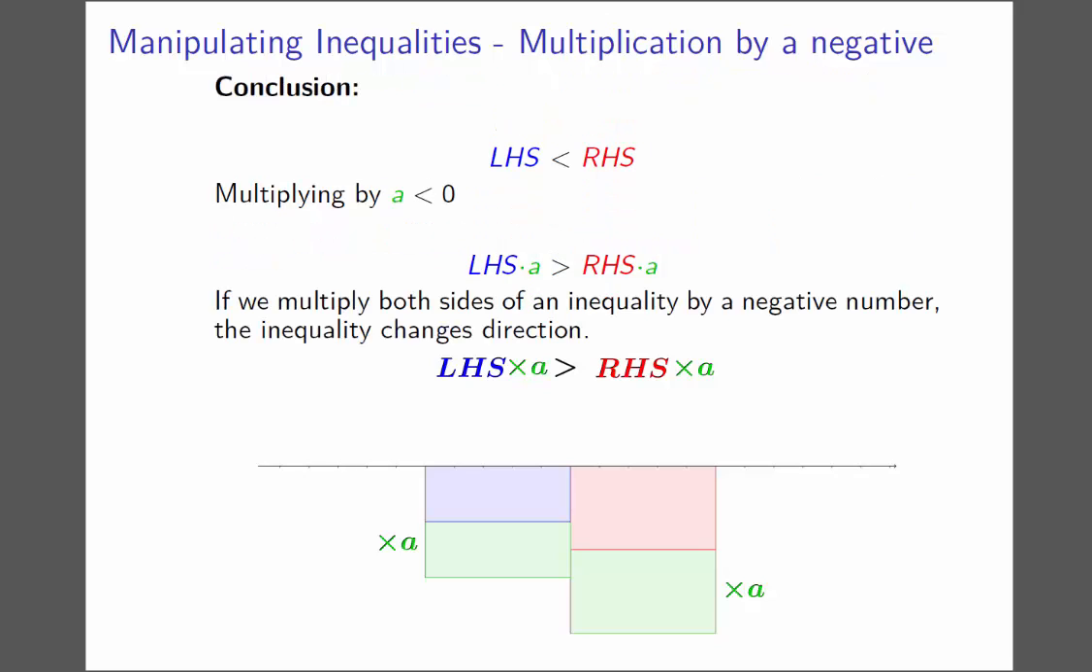So we can conclude that if the left-hand side is smaller than the right-hand side, and we multiply by a negative number a, then the left-hand side times a is larger than the right-hand side times a. In other words, if we multiply both sides of an inequality by a negative number, the inequality changes directions.